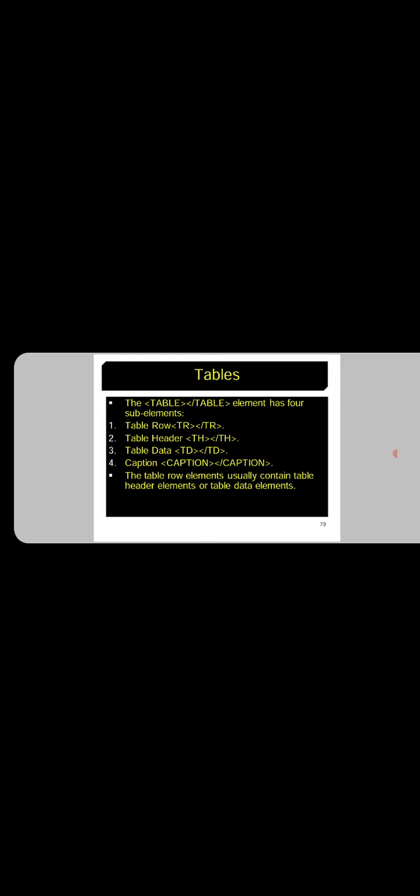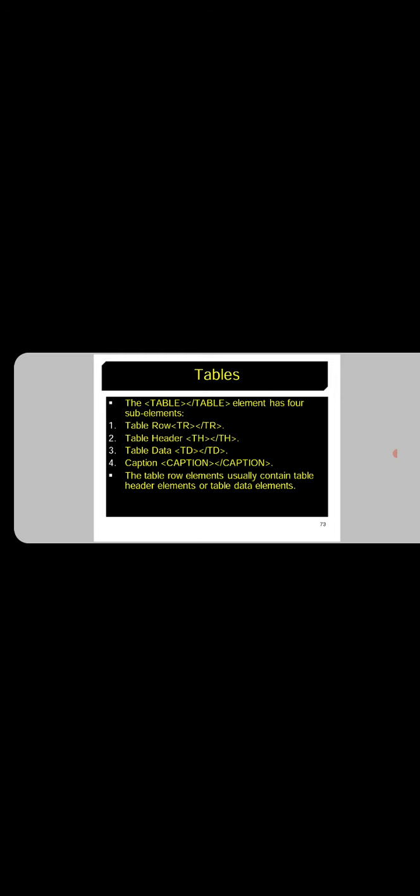Next is table header. What is a table heading? The heading or caption given to a table is called a table header. All headings related to a table are generally defined in the table header. Table headers are created with the th tag. Th means table header. Syntax is th/th.